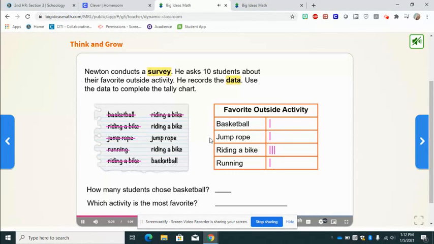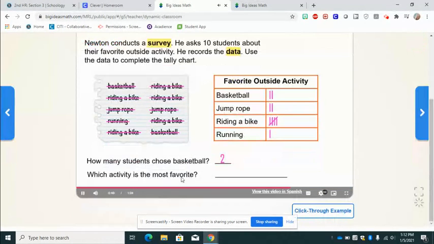So we put tallies for those: riding a bike, jump rope, riding a bike. This is the 5th tally for riding a bike. So now we're going to make our slash for our 5th number. And then basketball. How many students chose basketball? 2 students chose basketball. Which activity is the most favorite? Riding a bike is the most favorite because it has 5 tally marks.